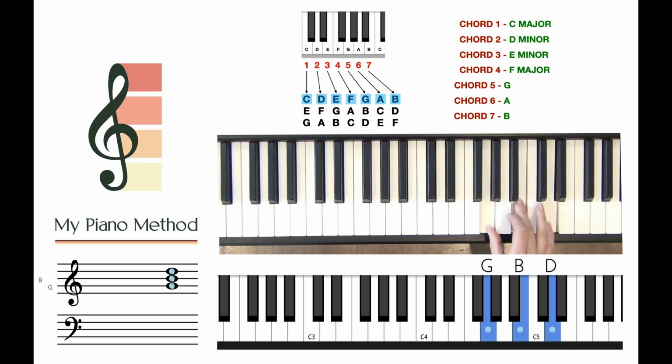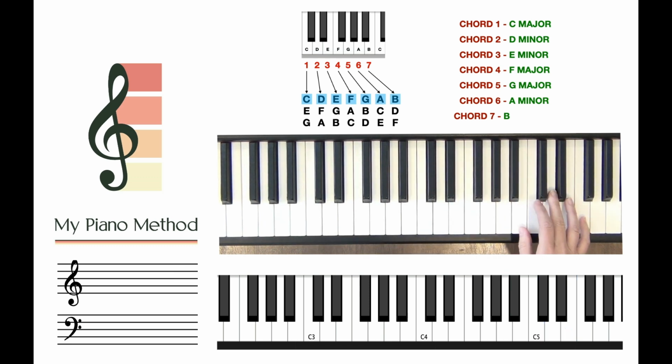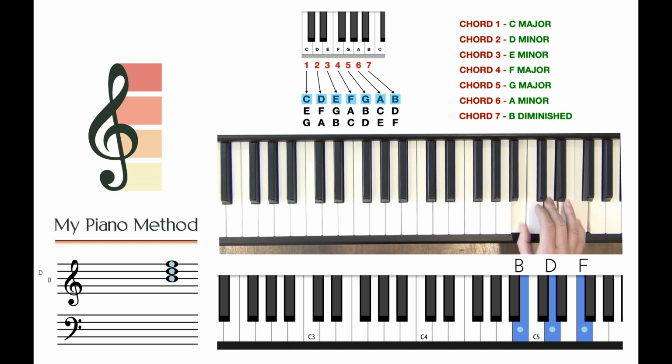The G is a major. The A is a minor, 3 half steps followed by 4 half steps. And the B might have thrown you because it's not a major or a minor. It's a diminished chord, and this is the black sheep of the chord family. We haven't spoken about diminished chords yet, but there's one in every single scale, and it's always the 7th chord of the scale. And this is 3 half steps followed by 3 half steps.